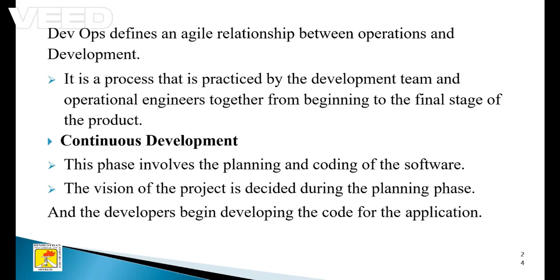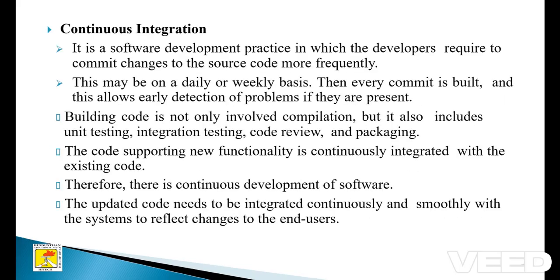Next is continuous development. This phase involves the planning and coding of the software. The vision of the project is decided during the planning phase, and the developers begin developing the code for the applications. Next is continuous integration. In this, it is a software development practice in which the developers are required to commit the changes to the source code more frequently. This may be on a daily or a weekly basis.